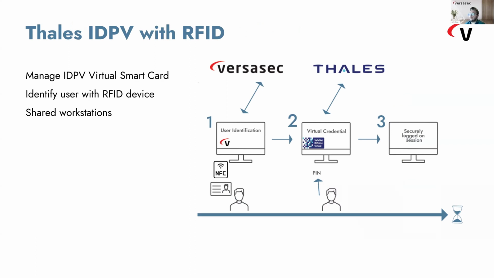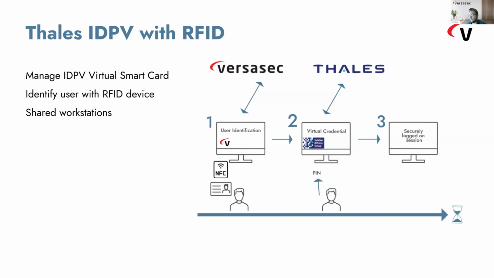Thales IDPrime Virtual with RFID. So this solution combines the virtual smart card technology with RFID functionality. The Thales IDPrime Virtual is a smart card securely stored on a server and then can be loaded onto a PC when a user attempts to log into that device. Normally to authenticate, the user would authenticate into that IDP using their username and password. And then once authenticated, the virtual smart card would be loaded or inserted onto that machine so that users then enter their PIN to complete the authentication process.